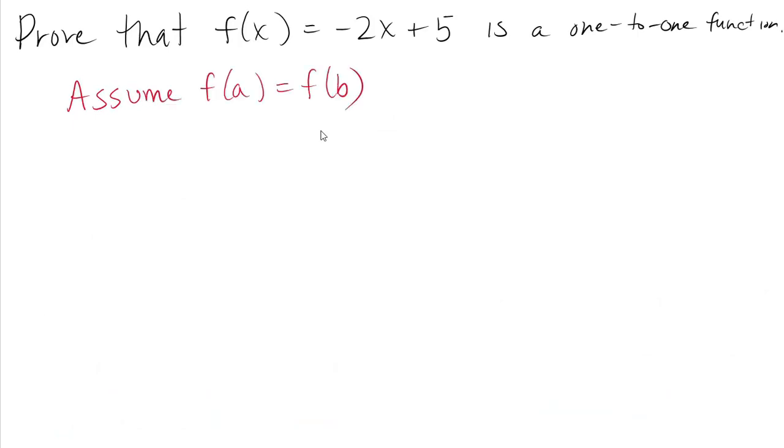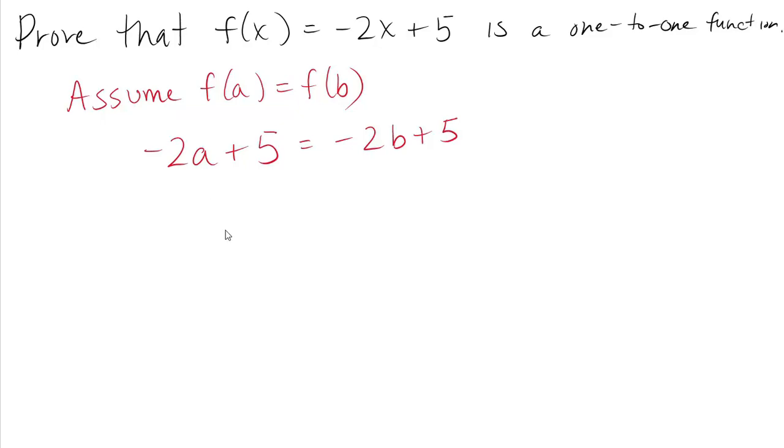F of a means plug a into the function. I get negative 2 times a plus 5. F of b means plug b into the function. I get negative 2 times b plus 5. If we can simplify this equation and show that the only way that this could happen is if a was equal to b, then the function is one-to-one.